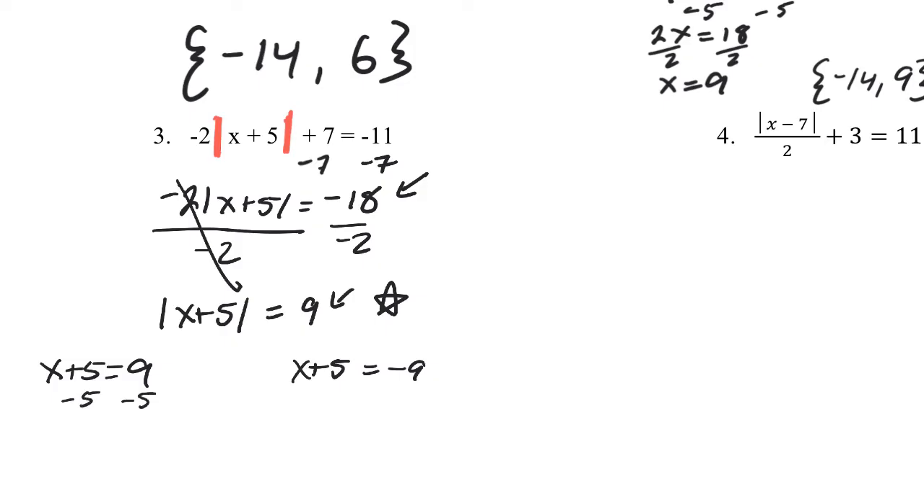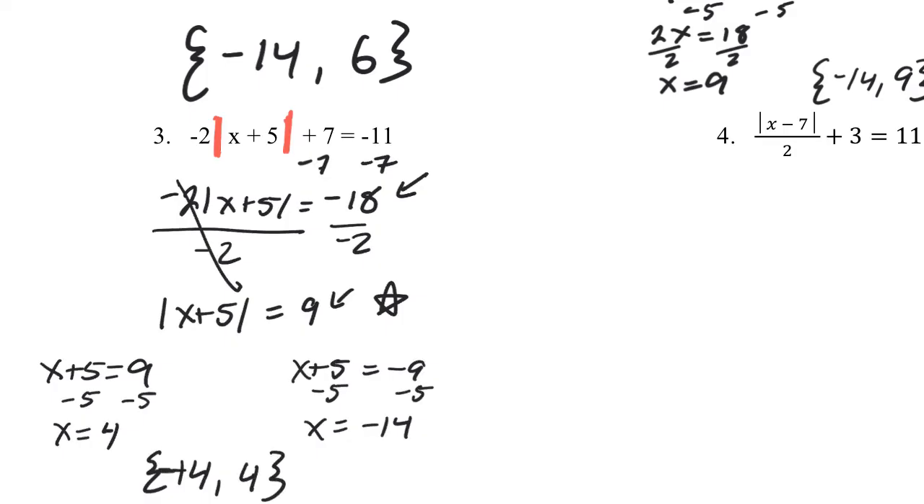All right, so we're going to solve these real quick, subtracting 5 from both sides to get x equals 4. And in the second case, subtracting 5 from both sides to get x equals negative 14. We're really enjoying that negative 14. That's just a coincidence. You're not always going to get a negative 14 in your answer. All right, so we have negative 14 and 4 as our 2 solutions to this absolute value.